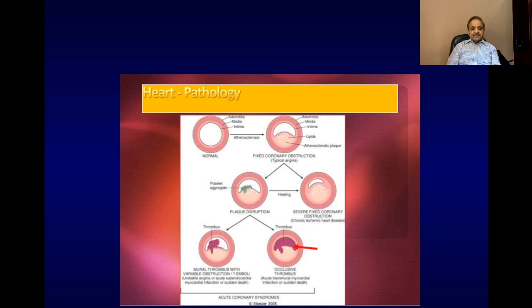Then in the middle, you can see the plaque is almost completely filling the coronary artery. These are the cases where we will develop stable angina pectoris. On the bottom left side, the plaque is partially filling the coronary artery. These are the unstable angina or non-ST elevation MI patients. And on the bottom right, the clot has completely occluded the coronary artery. These are the cases of acute myocardial infarction with ST elevation MI.